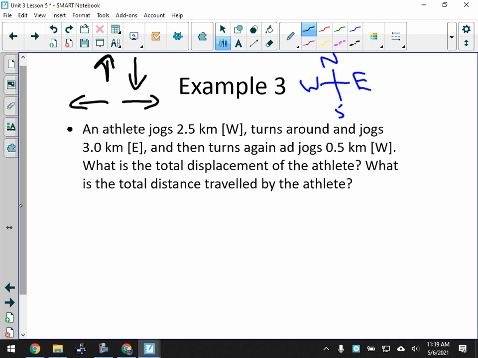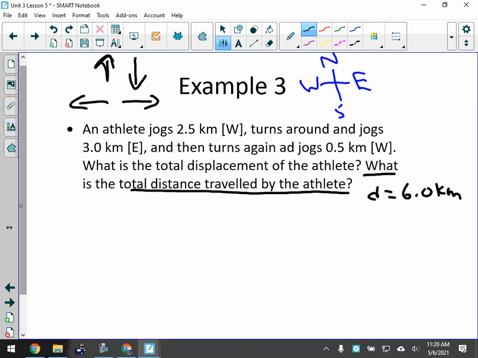Again, you might want to look at this right here, total distance traveled by the athlete. What is the total distance here? Somebody, please? 6 kilometers. Thank you. I'd probably call it 6.0 kilometers. We're just going to add those distances up. 2.5, 0.5, that's 3, and another 3 is 6. So that's the distance. That's one answer.